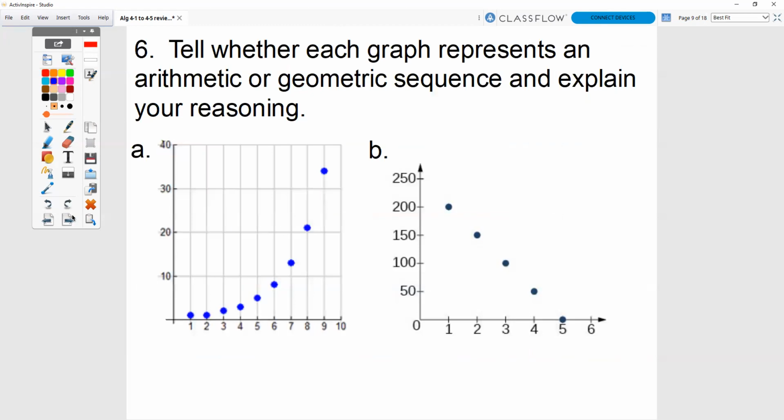In question number 6, tell whether each graph represents an arithmetic or geometric sequence and explain your reasoning. So we can see that this is a curved graph. That single curve is a geometric sequence. And we know it because it forms an exponential curve.